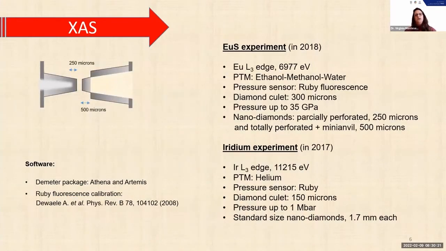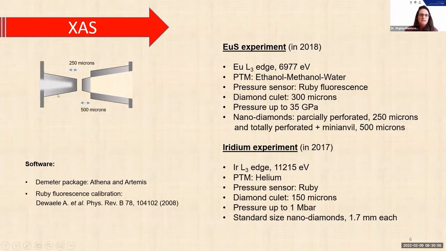Here in this slide, you can see the experimental conditions for both experiments in XAS, the europium sulphide and iridium metal. In europium sulphide, we measured at the europium L3 edge in transmission mode. You see the energy is very low, lower than 7 kiloelectron volts. So for this reason, we have to use this kind of nanodiamonds in order to avoid as much as possible the absorption of photons by diamonds.